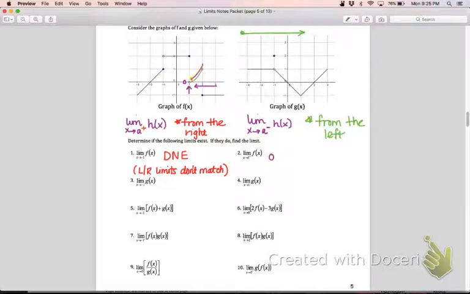Okay, I would love for you to pause for just a moment and try number 3 and 4 on your own. Notice these are both talking about g of x now. So take just a second to pause the video and try number 3 and 4 so you can do kind of a mental check to see if you think you have the right idea.